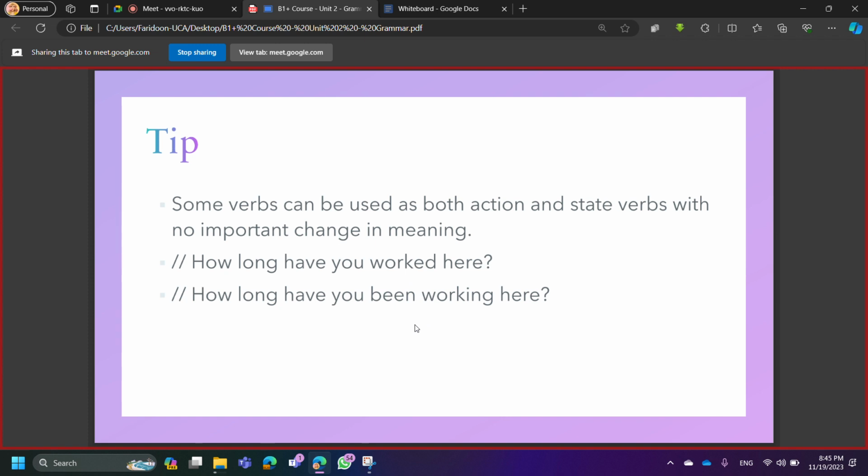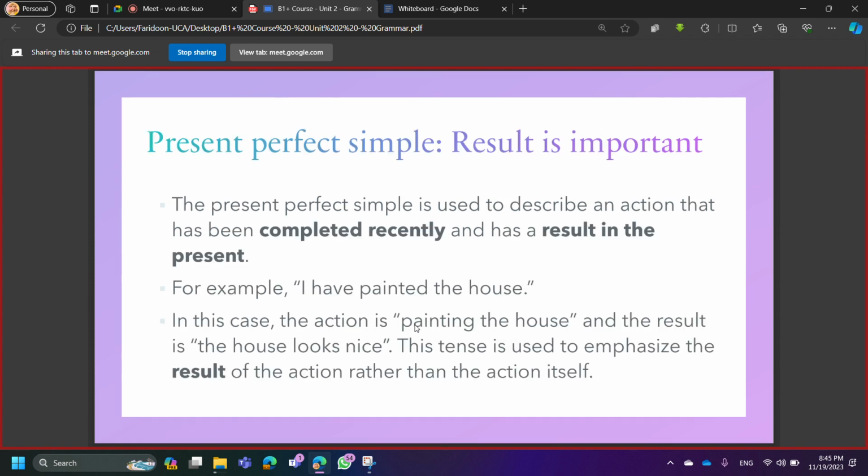Okay, continuing. So in the present perfect simple, guys, result is important. Now you will see why I say result is important. This sentence, guys, will actually help you a lot. Remember this: result is important in the present perfect simple. So the present perfect simple is used to describe an action that has been completed recently and has a result in the present. For example, I have painted the house. In this sentence, the action is painting the house.